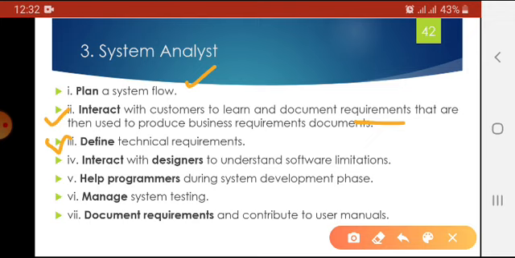Then system analysts interact with the designers to understand the software limitations. He helps programmers during the system development phase.